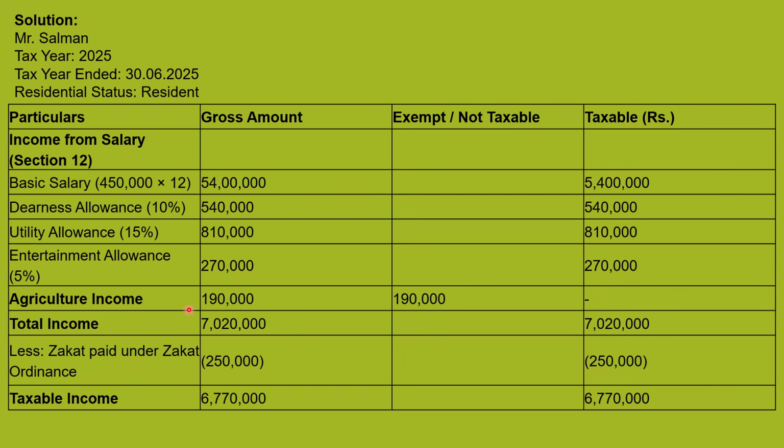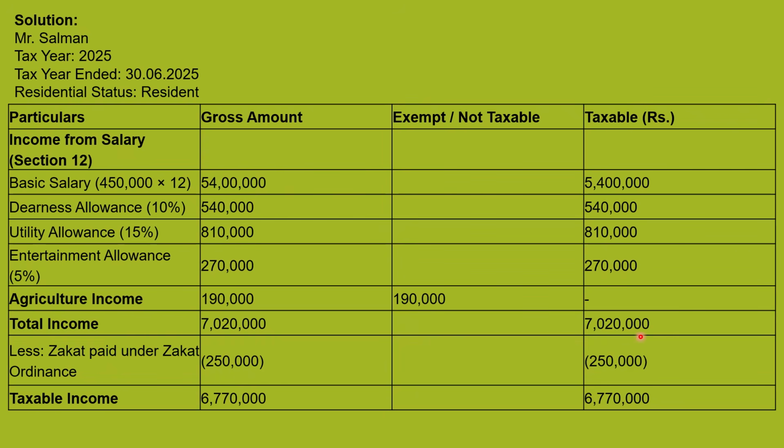Agricultural income 1,90,000, this is exempt. In Pakistan in tax year 2025, agricultural income is exempt from tax. Here 1,90,000 is exempt. Total income 70,20,000 till now, less zakat is 250,000. Zakat has to be subtracted from income.